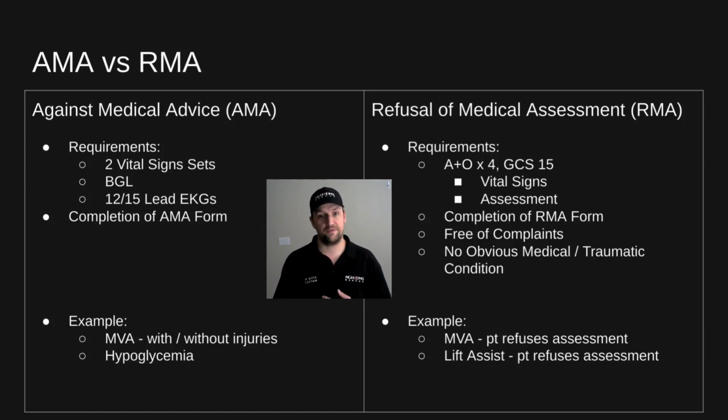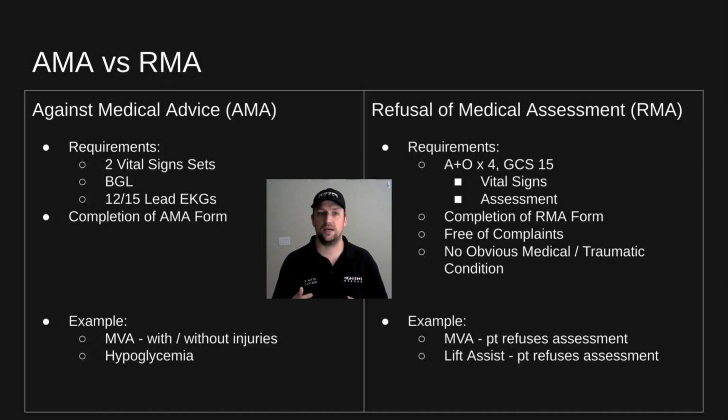Let's say you respond to an MVA, either with or without injuries, but you're suggesting the patient be evaluated at the ER for potential fractures. In that case, maybe a BGL and a 12 and 15 lead aren't really applicable, but maybe it is. Let's say that patient fainted or passed out while driving and that caused them to crash the car versus somebody hit them. So if somebody hit them, probably don't need a glucose and a 12 and 15 lead, but if they were to pass out, then a 12 and 15 lead and a glucose would probably be indicated.